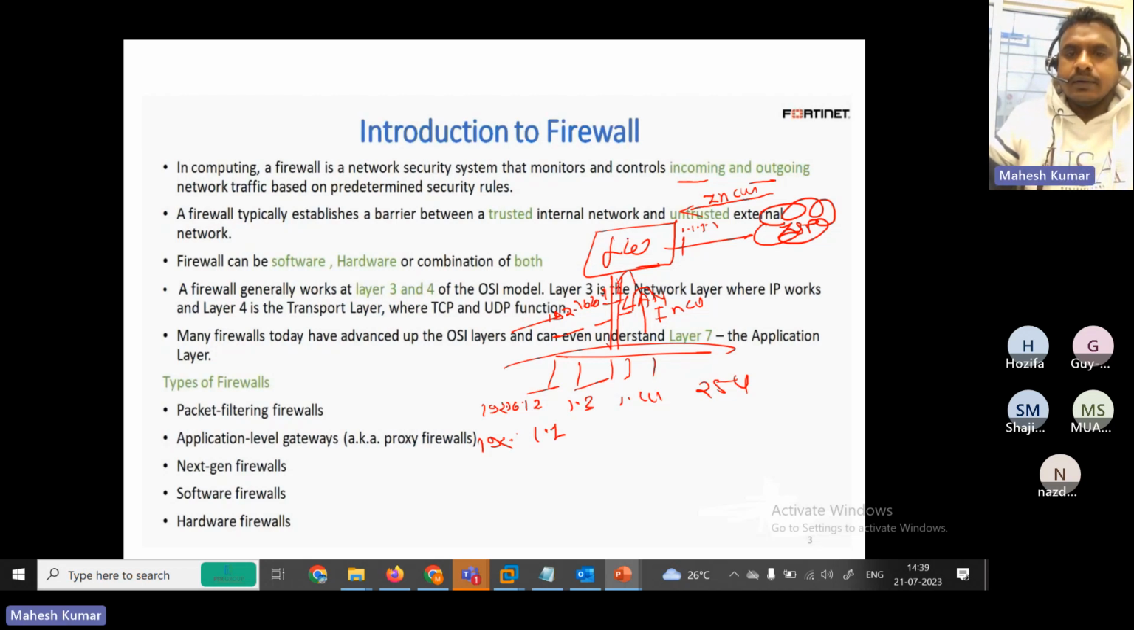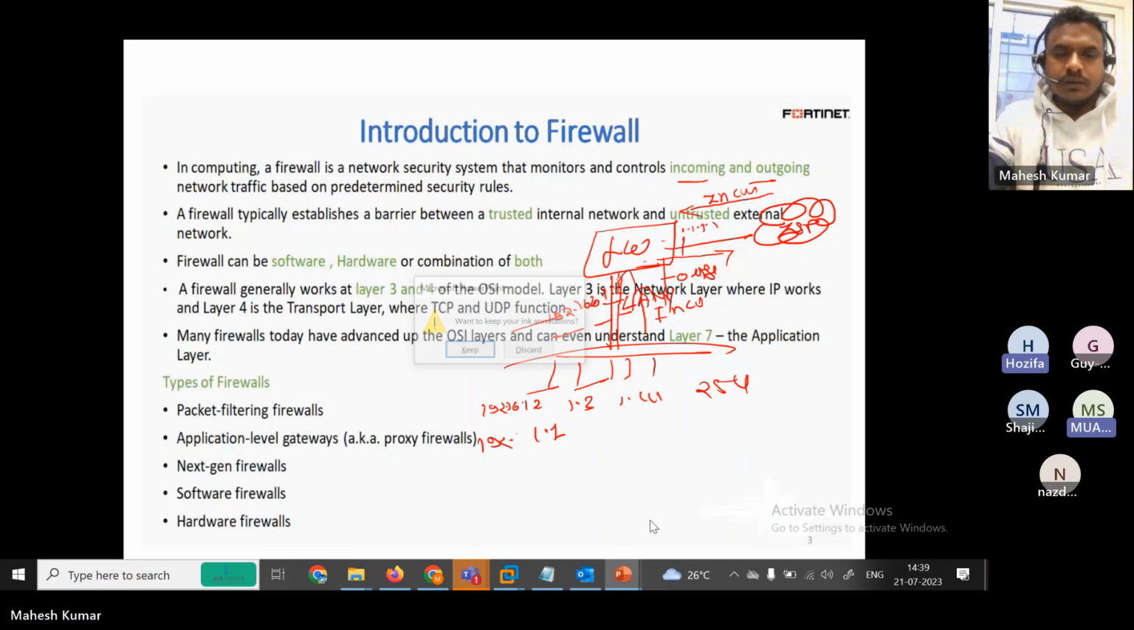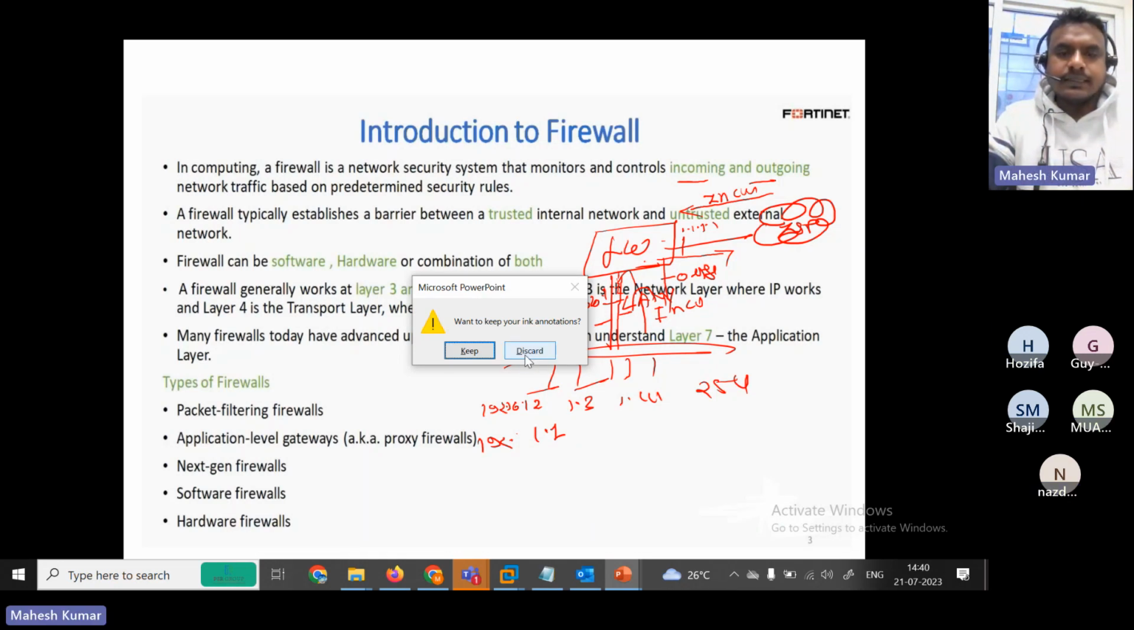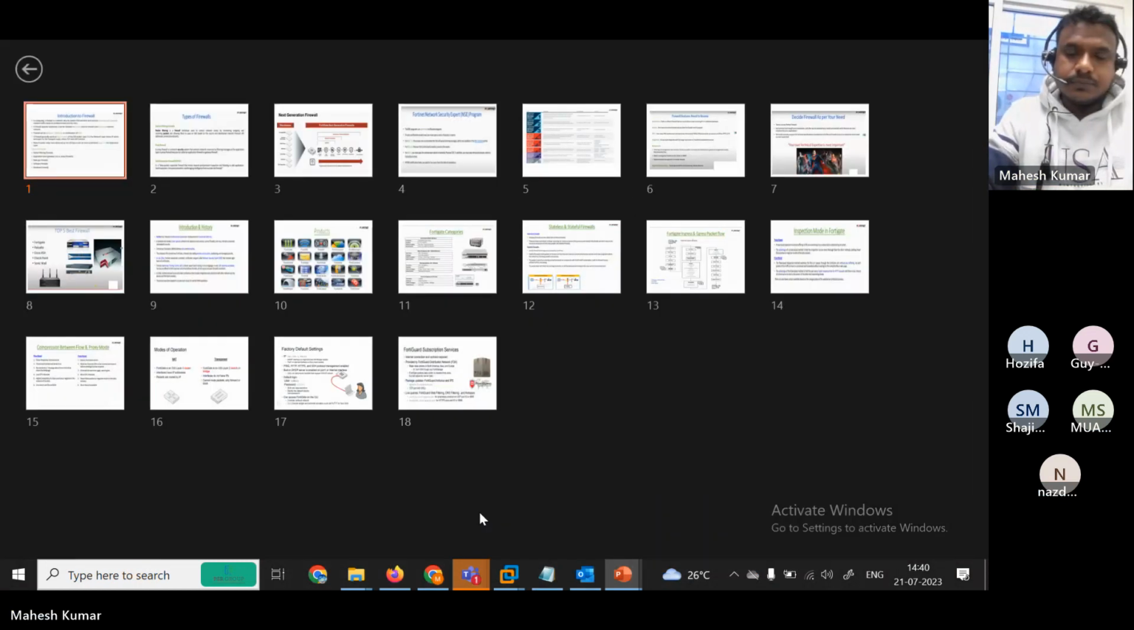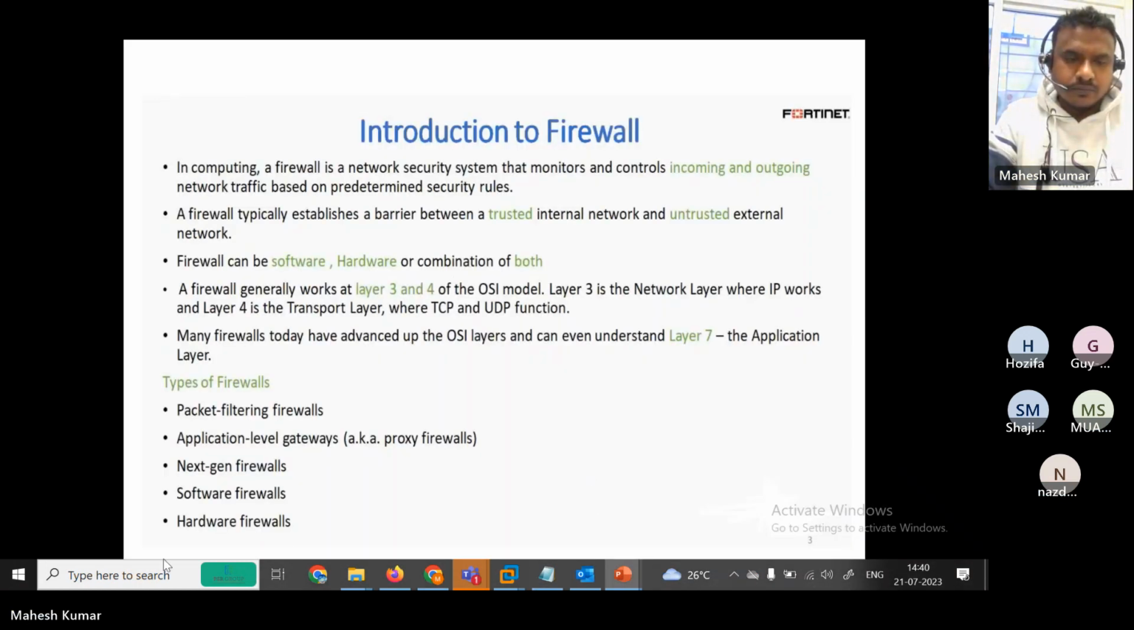So what is outgoing then? When the packet is sent out from the inside of the firewall, like if the packet is going out like this from the firewall, or going out like this, this will become our outgoing. Clear? Yes, sir. Okay, so like that it works.